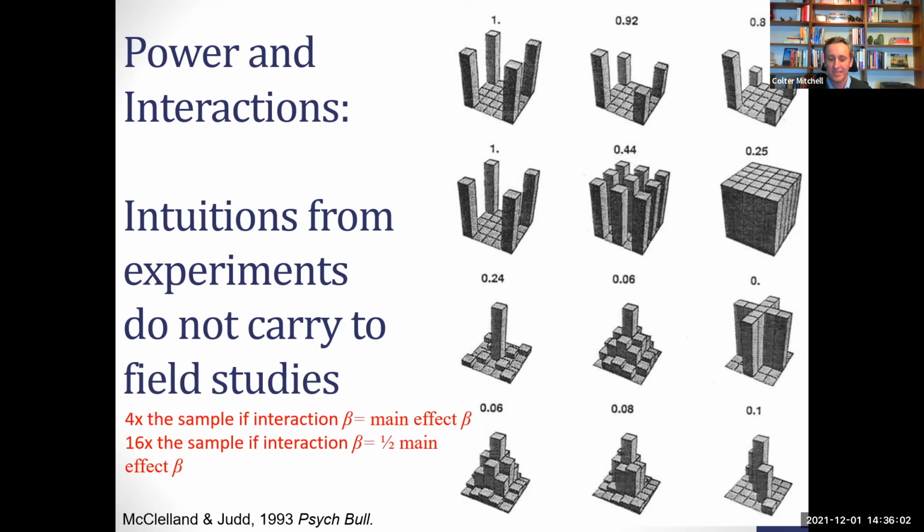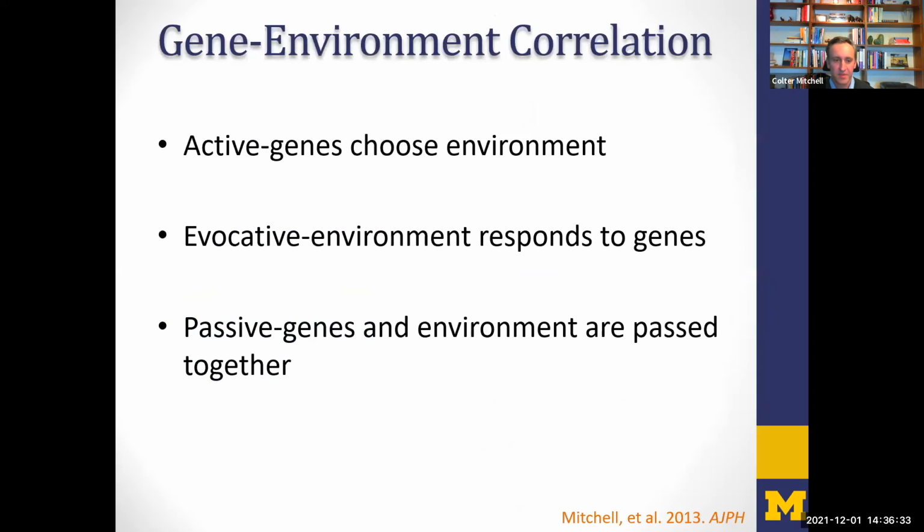If the interaction is half of the main effect, which again is a pretty good size interaction, you need 16 times the sample. So it's very large sample size requirements. And remember, these polygenic scores and sometimes the environment don't have very large main effects to begin with. So keeping that in mind, gene environment interactions are going to be challenging, but this study still does have a very large sample. So it is possible still, but be careful.